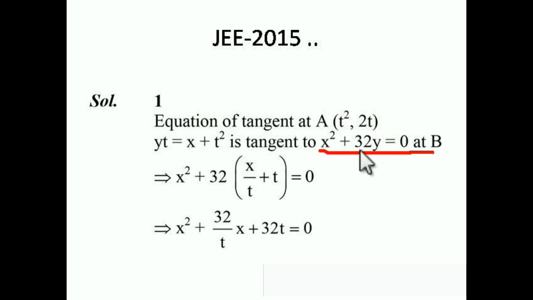So I put the value of y, that is y = x/t + t, into this equation, simplify it, and I will get t. If I get t, then 1/t is the slope. So x² + 32(x/t + t) = 0. Simplifying, x² + 32x/t + 32t = 0. Now this is a quadratic equation. Here t must be the same for both, because the tangent is the same. So the discriminant must be 0.